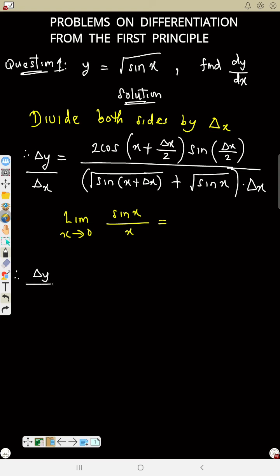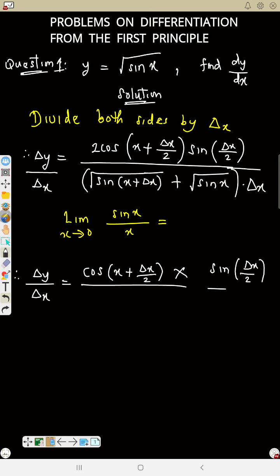So in my next step, I'll show it as dy over dx is equal to, let me separate it, cos of (2x plus delta x) over 2, times sine of delta x over 2, divided by delta x over 2. I want to show that part.